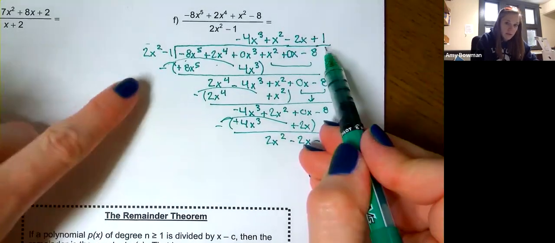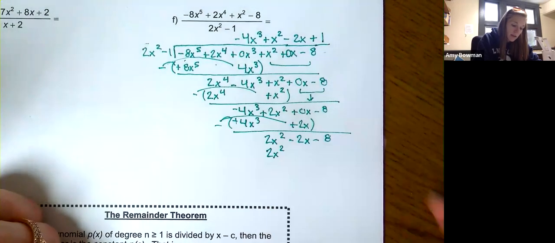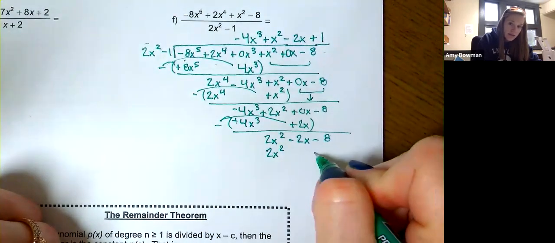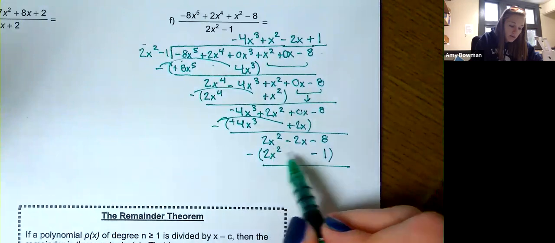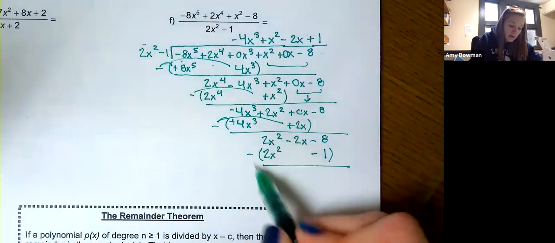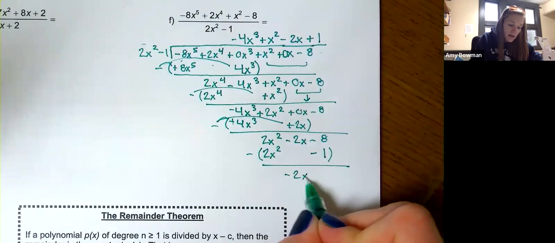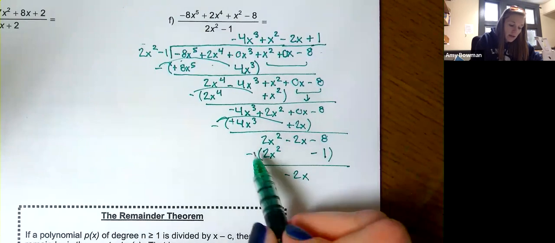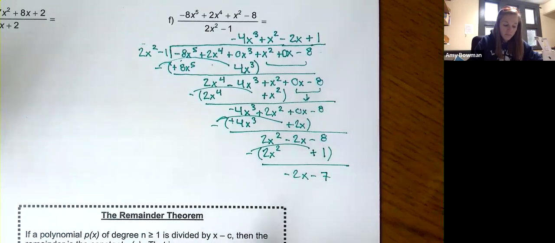And then we multiply 1 times 2x squared. 1 times negative 1, I'm putting that under the 8. And we subtract that whole thing away. So 2x squared minus 2x squared is gone. Negative 2x minus nothing is negative 2x. And negative 8 minus negative 1, so negative 8 plus 1 is negative 7.